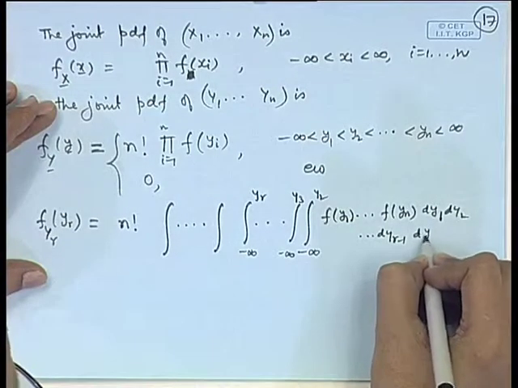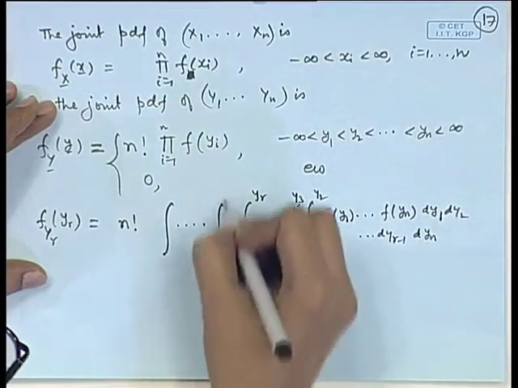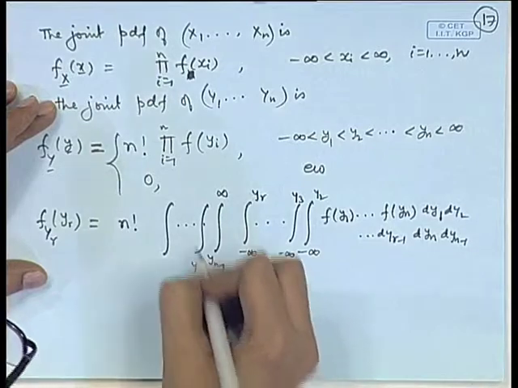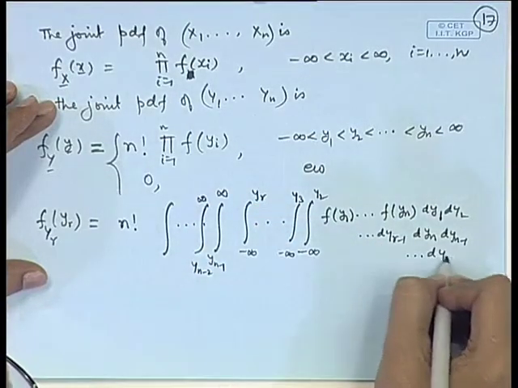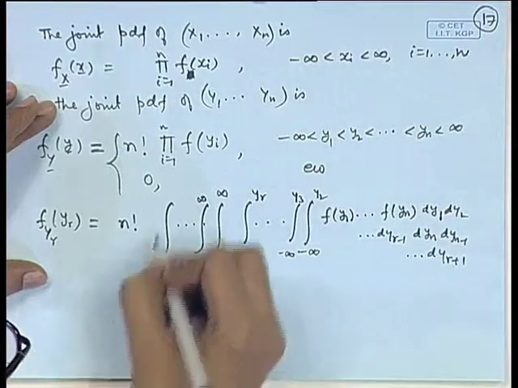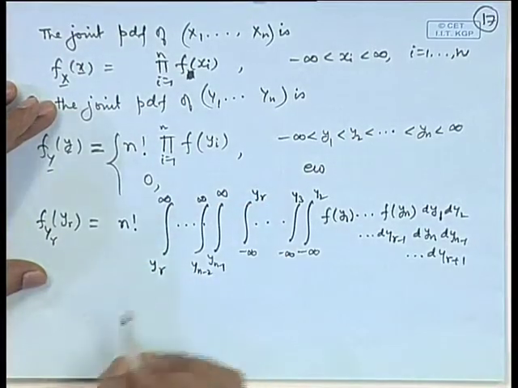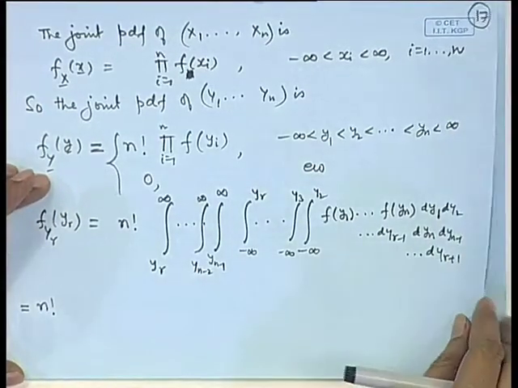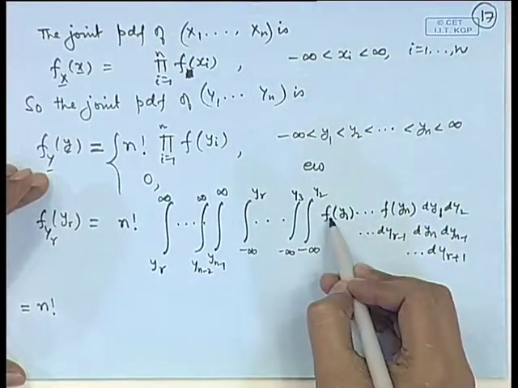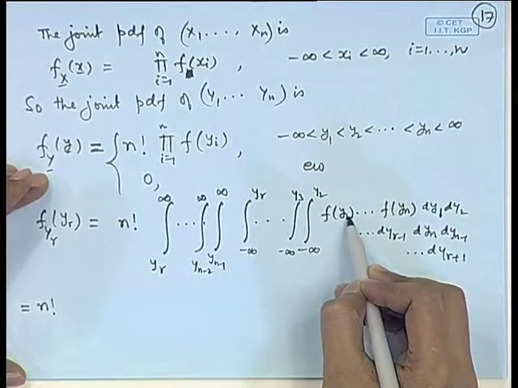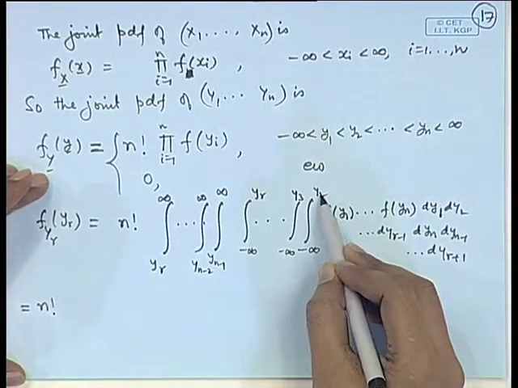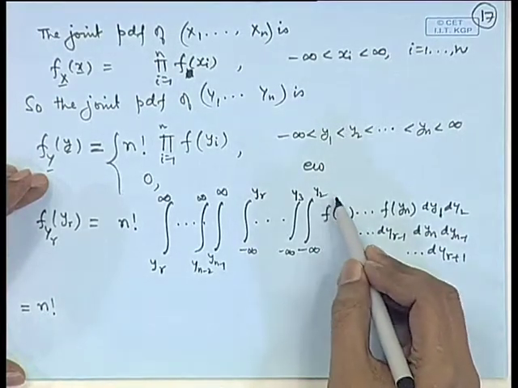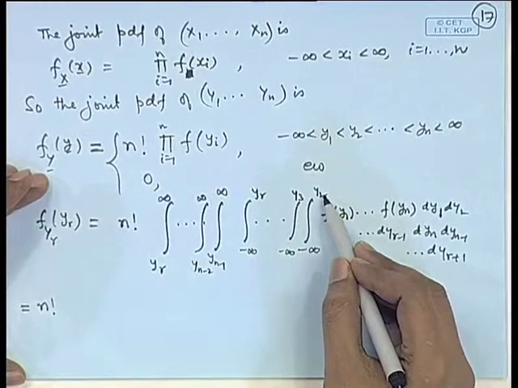Then we can integrate y_n from y_{n-1} to infinity, y_{n-1} from y_{n-2} to infinity, and so on; dy_{r+1} will be from y_r to infinity. So, let us look at the evaluation here. If we integrate with respect to y_1, small f of y_1 gives capital F of y_1, and when we substitute the limits here, at minus infinity it is 0 and at y_2 it is capital F of y_2.